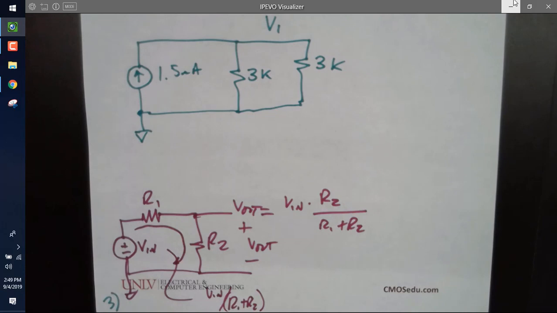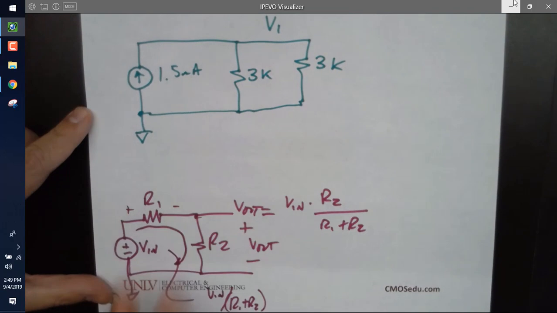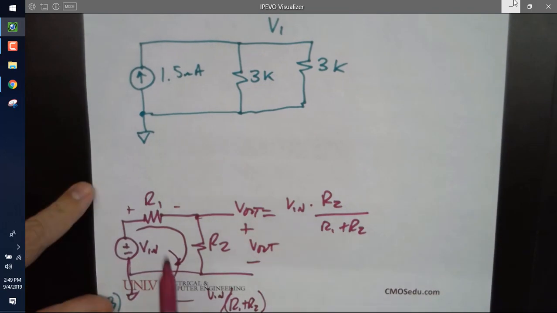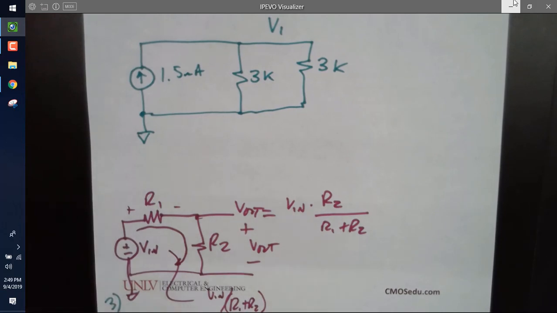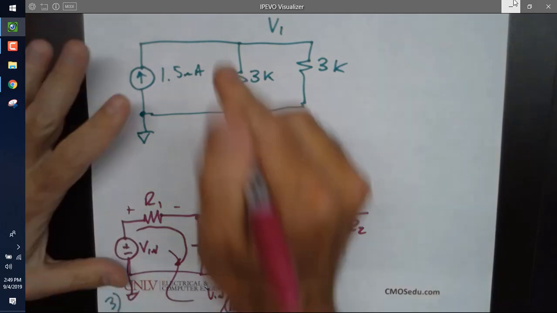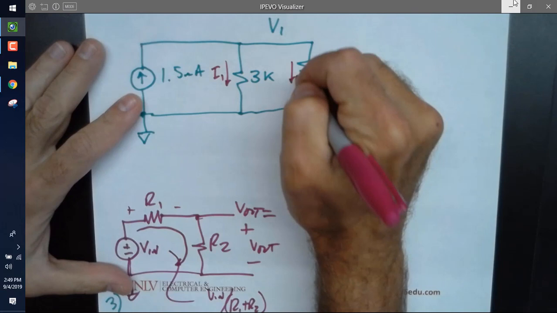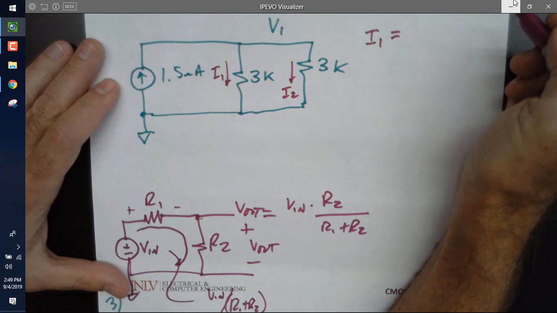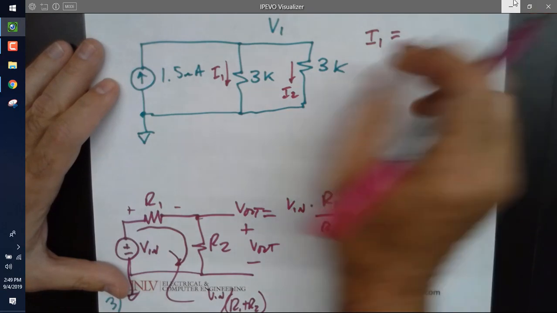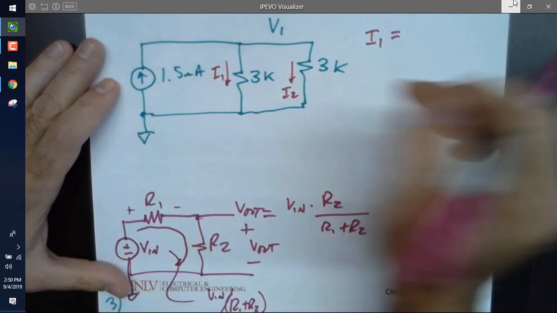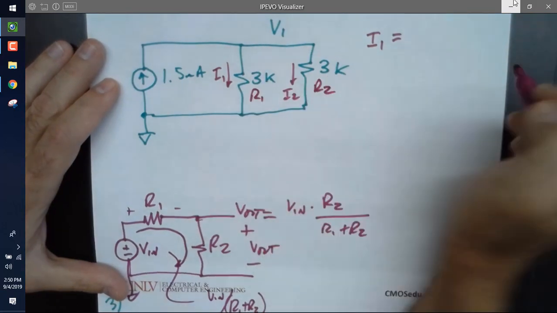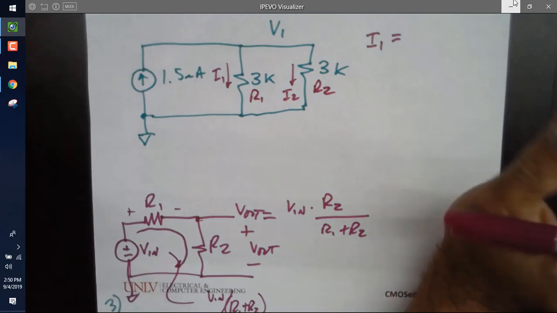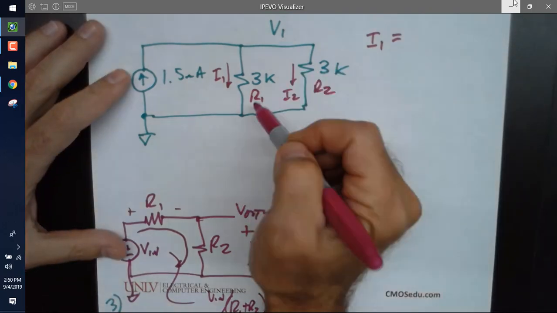I'm going to do this generic. If I wanted the voltage across R1, what would I do different? I just said it. It would be R1 times Vin over R1 plus R2. Okay, so now I'm going to do some simple stuff and you're going to help me. I'm going to call this current I1, this current I2, and I'm going to ask you, what is I1? In terms of V1 and R1, not in terms of numbers, just leave it generic.